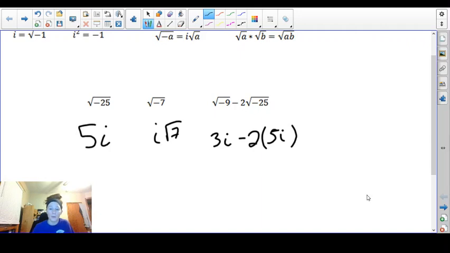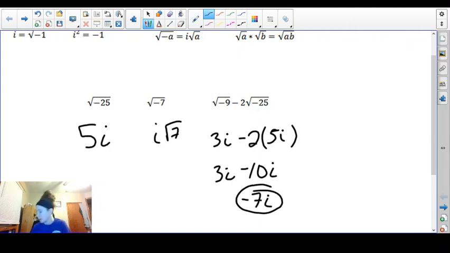And then I will go ahead and have 3i minus 10i. And 3 minus 10 is -7. And again, we're going to treat our i just like we would treat any other variable.